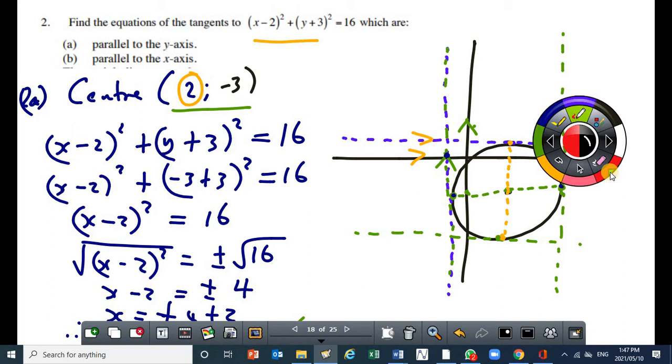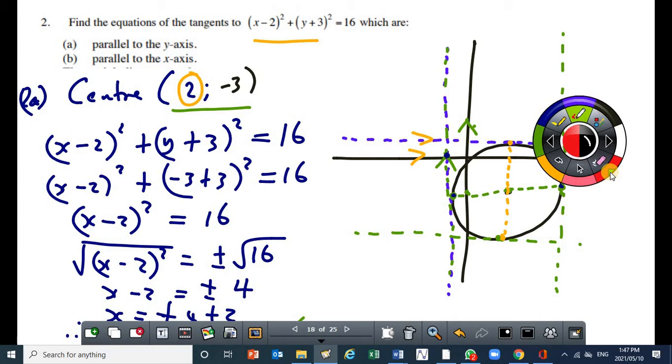Now, if you are to determine the equations of tangents that are parallel to the y-axis, you need to know that the y-axis does not have a gradient. The gradient of the y-axis is undefined. All vertical lines have no gradient. Their gradients are undefined. All horizontal lines have a gradient that's equal to 0.